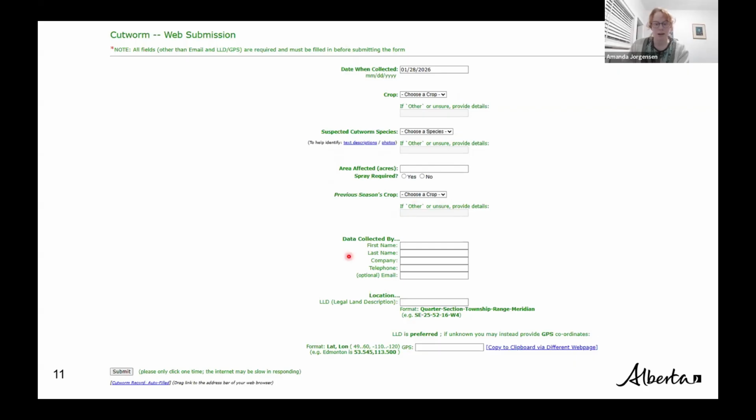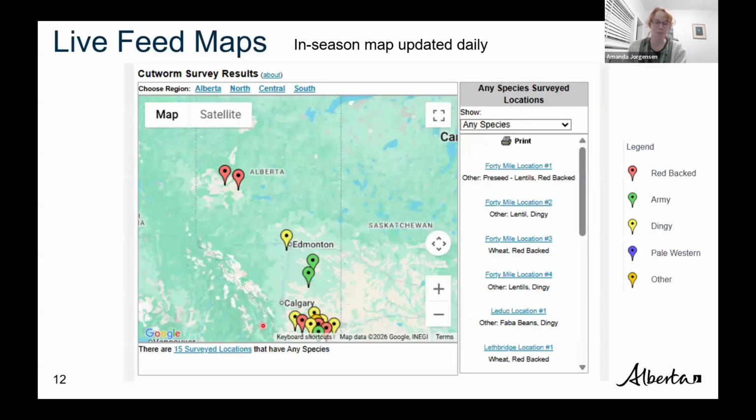history. We do have the collected by information mostly required because this is a form that's available to anybody, and we want to make sure that it's a real person actually in Alberta filling it out and not somebody who is just having a laugh somewhere else. And that's a fairly easy and quick to submit form.